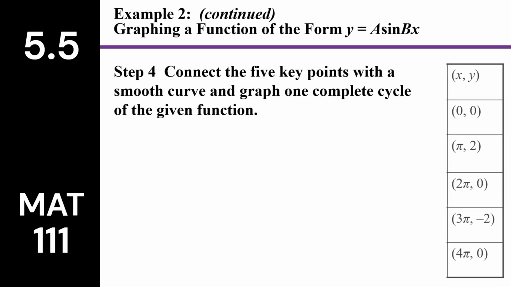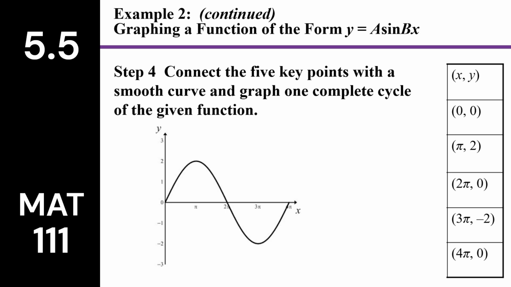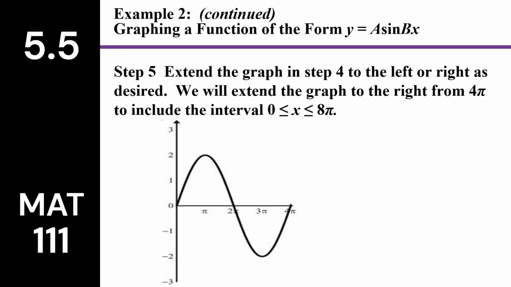Step 4 is to graph those 5 points. So we take our first point, and it's at a height of 0, the second at a height of 2, then back to 0, down to -2, and finally back to 0. Our amplitude is 2, and our period is 4 pi. In step 5, we recall that they wanted us to graph this from 0 to 8 pi. So we need to extend this another cycle to the right.